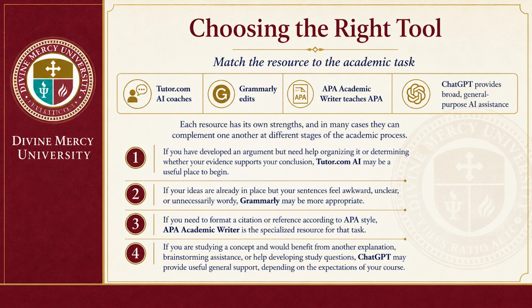If your ideas are already in place, but your sentences feel awkward, unclear, or unnecessarily wordy, Grammarly may be more appropriate. If you need to know how to format a citation or a reference according to APA style, then APA Academic Writer is the specialized resource for that particular task. And if you are studying a concept and would benefit from another explanation, brainstorming assistance, or help developing study questions, ChatGPT may provide useful general support, depending on the expectations of your course.